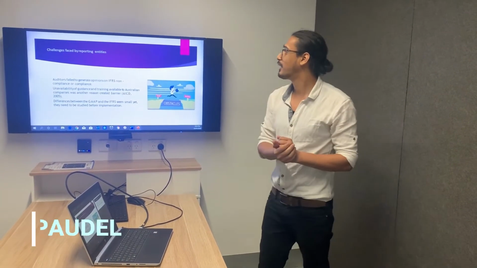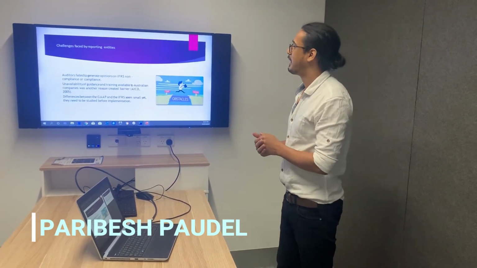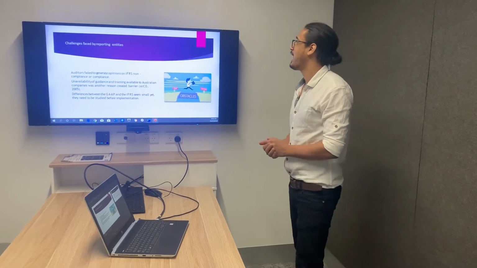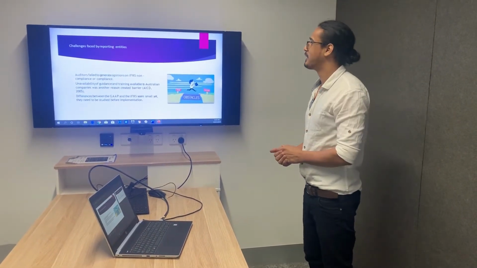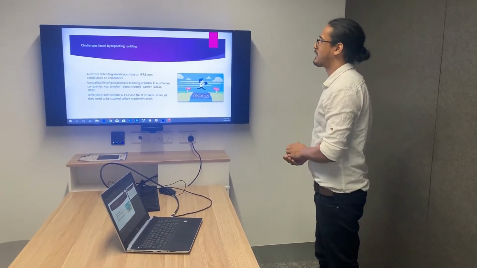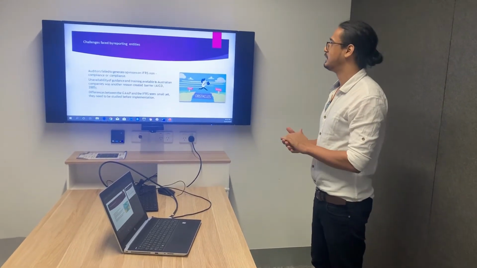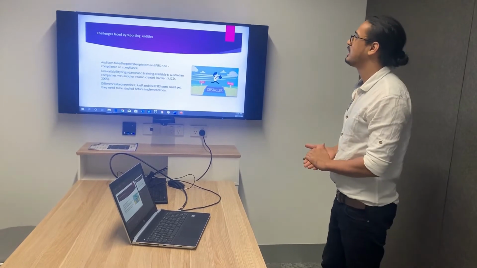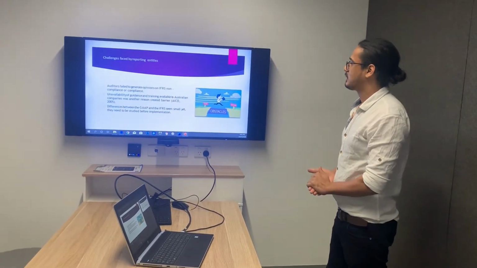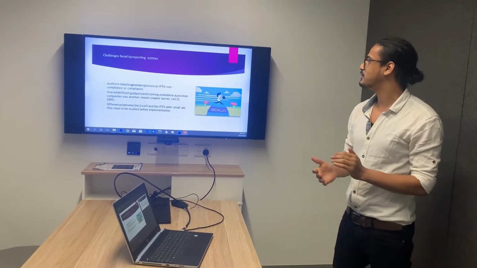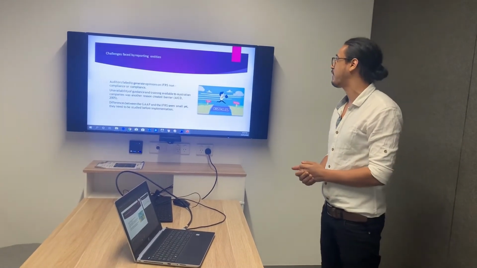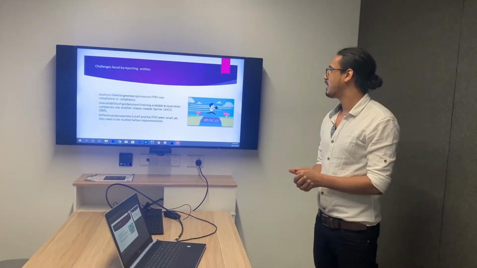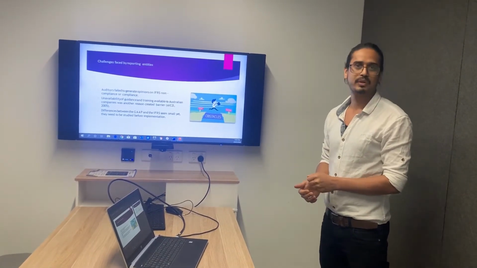Now I'd like to move forward with the challenges faced by reporting entities and the benefits IFRS has held in this period. First, going through the challenges that Australia and Germany faced during the transition phases. Those challenges are: auditors failed to generate opinions on IFRS compliance or non-compliance. It was also the unavailability of guidance and training for Australian companies.